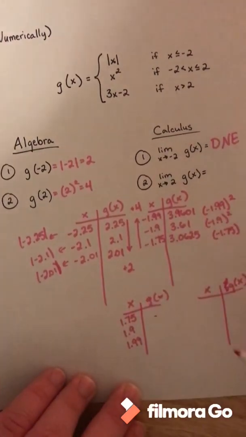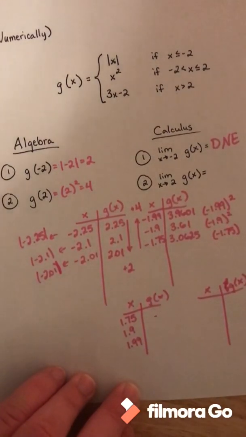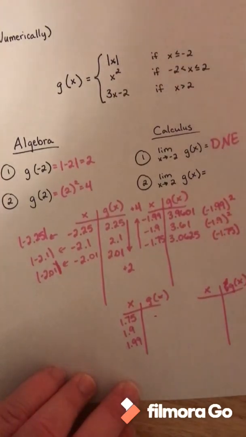Now, trust me when I say you can keep plugging in numbers and seeing what happens, because the more information you have, the better off you are. It gives you a better idea of what's actually happening. I'm only plugging in a few numbers because I kind of already know what's going to happen, especially since these are pretty straightforward functions. This first one's an absolute value, the next one's a quadratic, and the last one's a line.